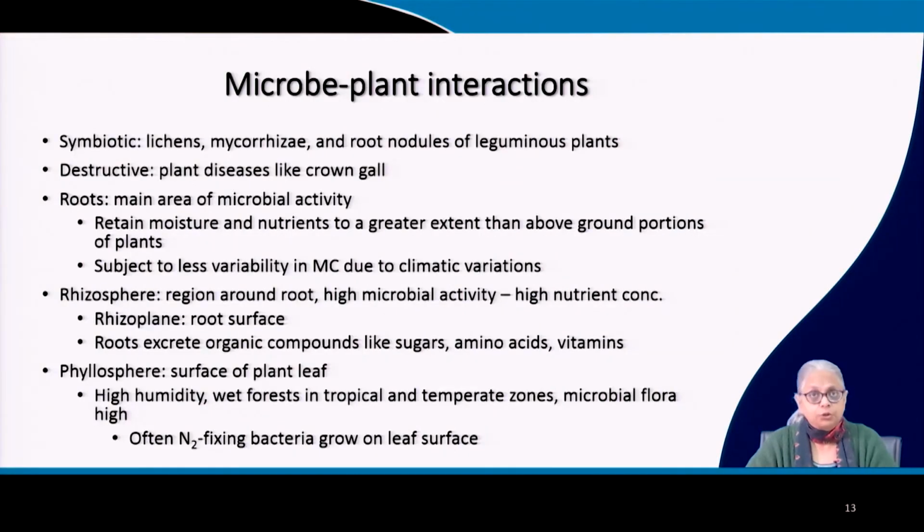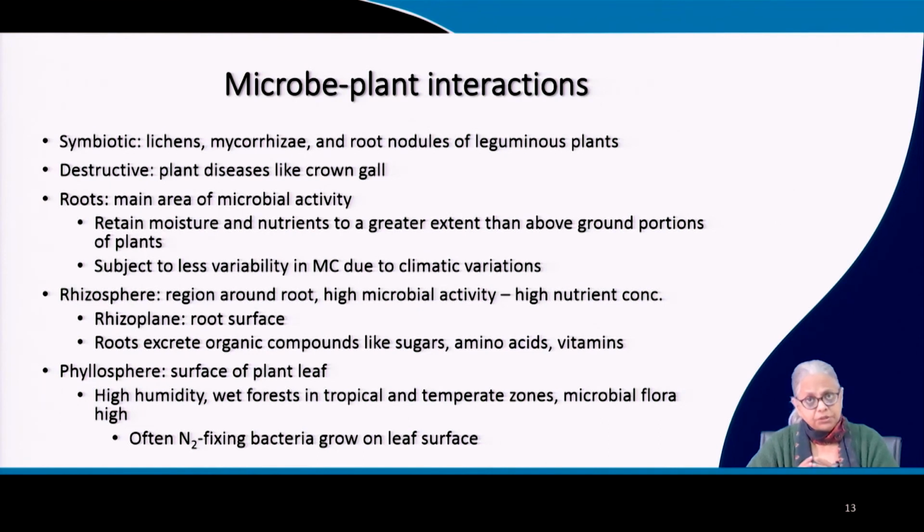Let's then come to microbe-plant interactions. There are several symbiotic relationships between microbes and plants. They are all beneficial relationships. Symbiotic means beneficial to both. So you have lichen, which I've already explained. What we're going to look at now is mycorrhizae and root nodules of leguminous plants.